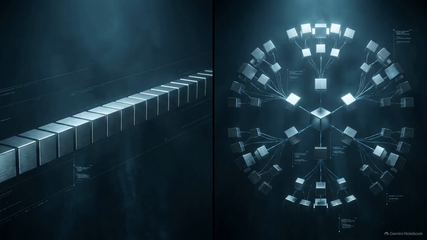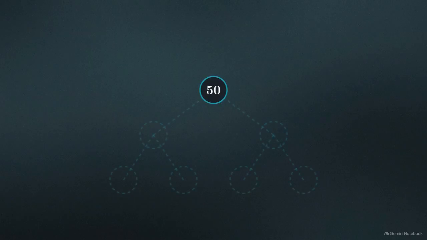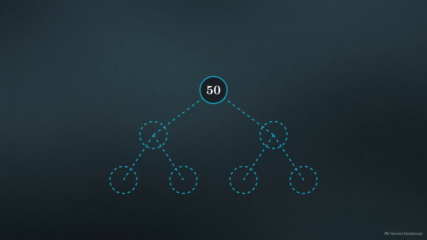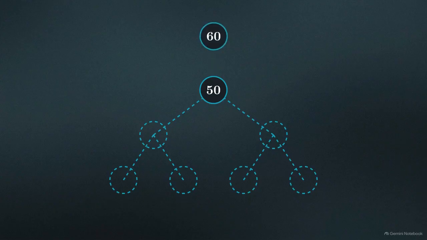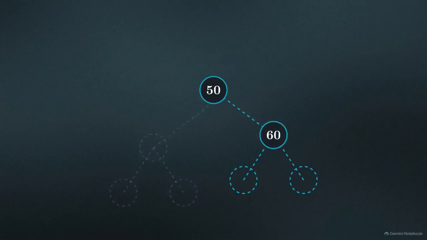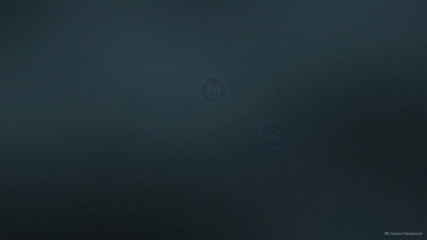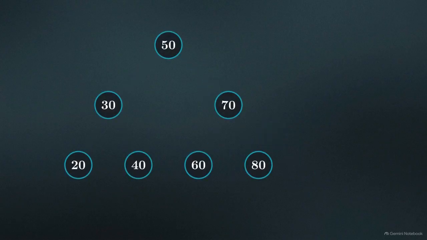mapped hierarchy. This animation shows the strict rule that makes a binary search tree so fast. Every time a new value drops in, the computer asks one question: is it smaller or larger than the current node? Smaller values strictly route to the left, larger values route to the right. Every single step downward cuts the remaining search space entirely in half.